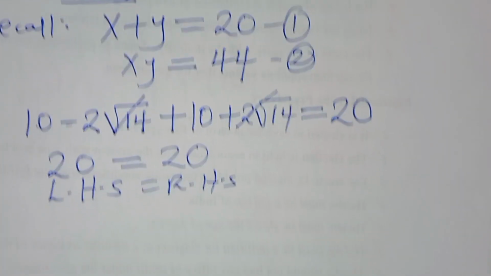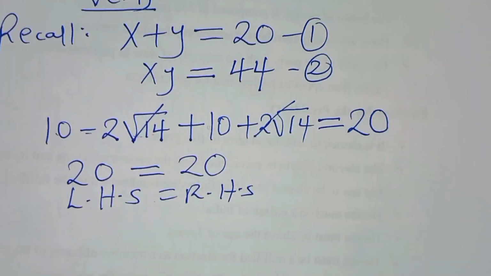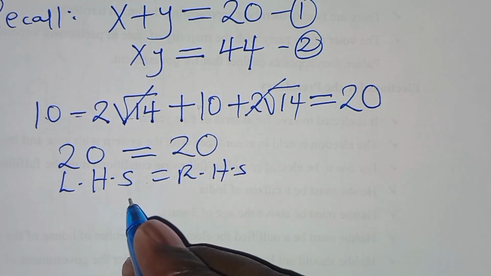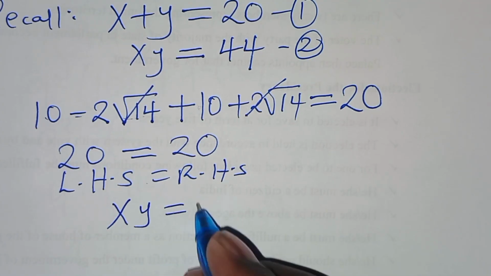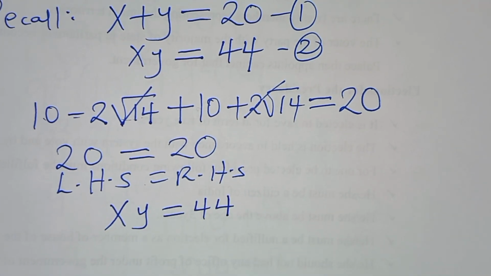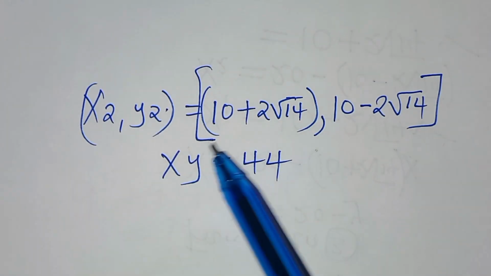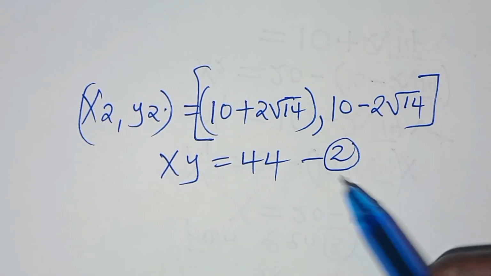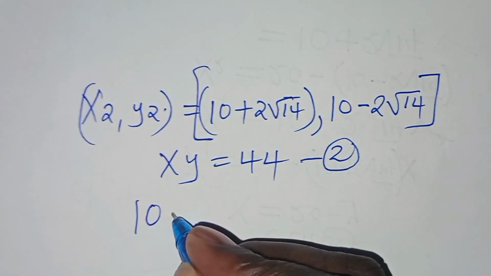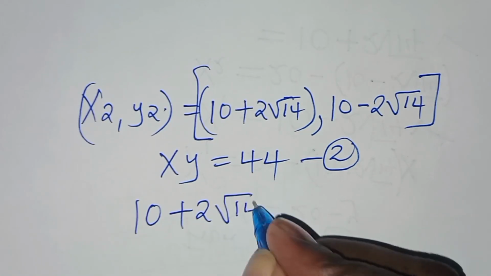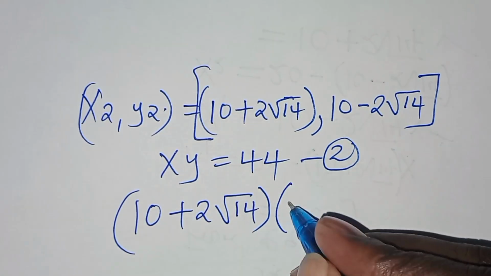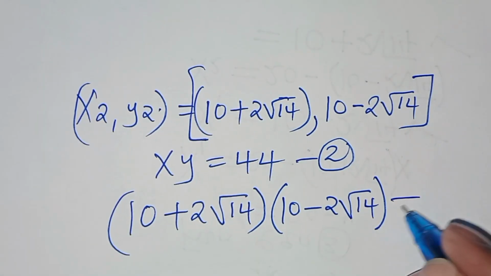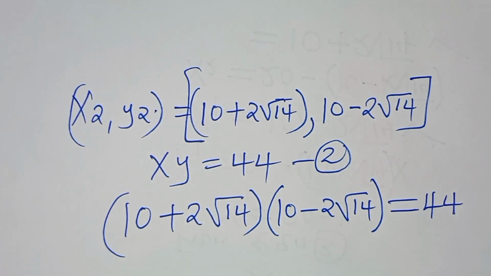So let's check x2, y2. Now let's check x2, y2 with equation 2. Equation 2 here is x times y. This is supposed to give us a value of 44. Now let's verify x2, y2 using equation 2. This is what is equation 2. Let's substitute the value of x here, which is 10 plus 2 square root of 14 multiplied by 10 subtract 2 square root of 14. Now this is supposed to give us a value of 44.